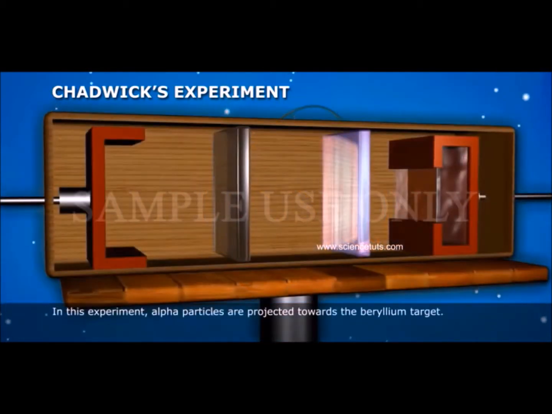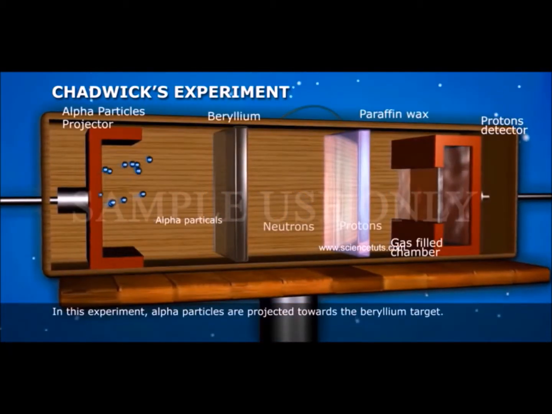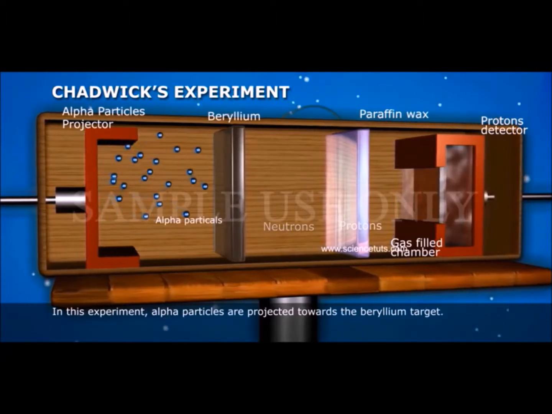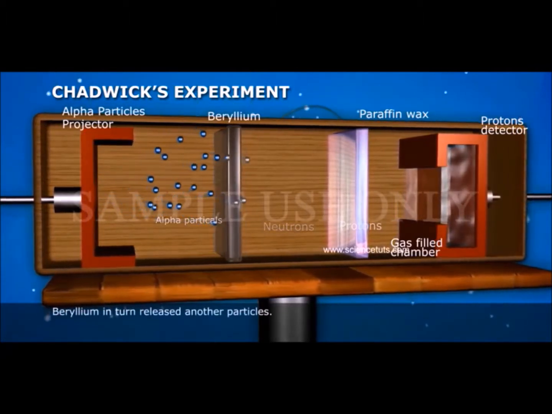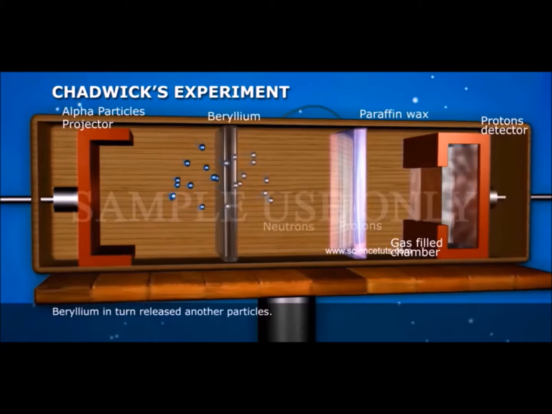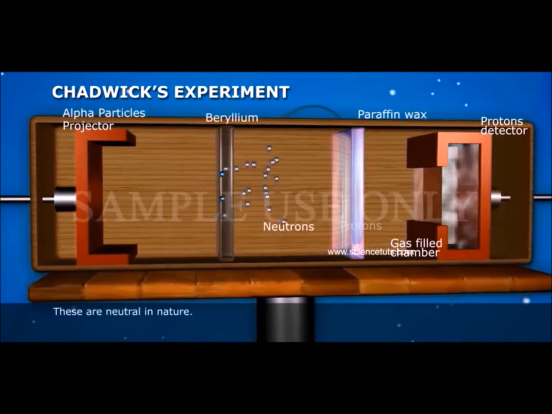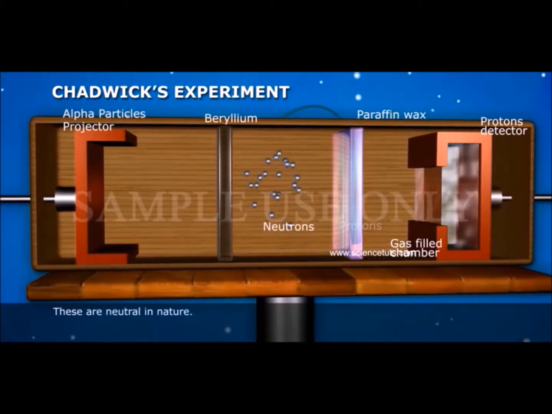In this experiment, alpha particles are projected towards the beryllium target. Beryllium in turn released other particles. These are neutral in nature.